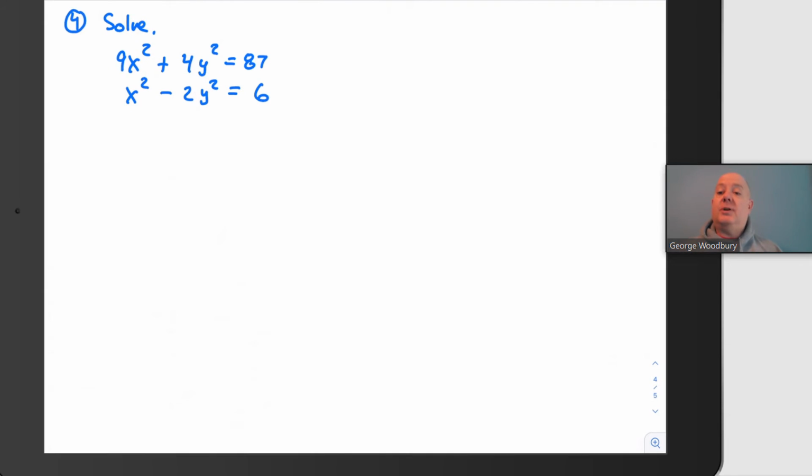Okay, moving on to example 4. We've got 9x squared plus 4y squared equals 87 and x squared minus 2y squared equals 6. When we have x squared and y squared together on the left side of the equation with no other variable terms, elimination is usually the best way to go. Here we can eliminate the variable y by multiplying the bottom equation by 2. That'll give us 2x squared minus 4y squared equals 12.